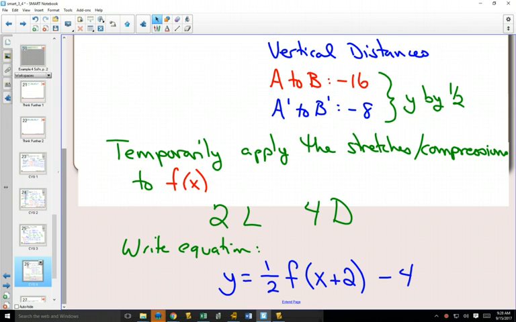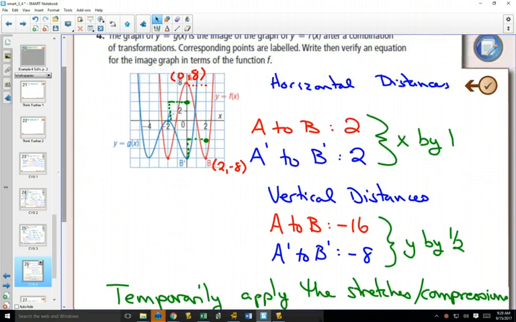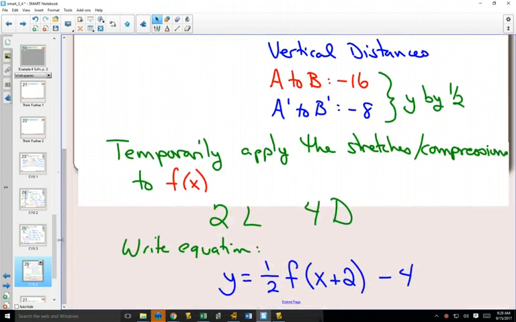So to recap, what we had to do is we had to find the stretches and compressions first. And we did that by looking at the distances between A and B horizontally and vertically, and the distances between A prime and B prime horizontally and vertically. Once we found those stretches and compressions, we temporarily applied them to get those green points, and then those green points, there should be a nice translation that matches for both of them to get to A prime and B prime. And once you found those translations, then you can write your equation.